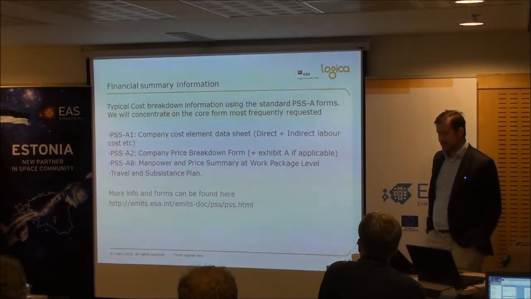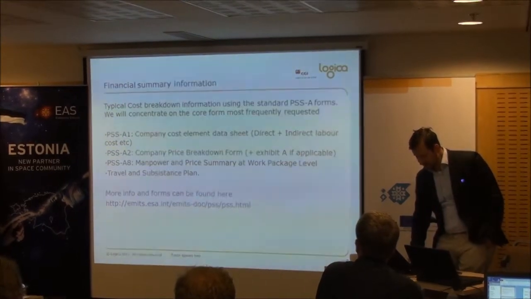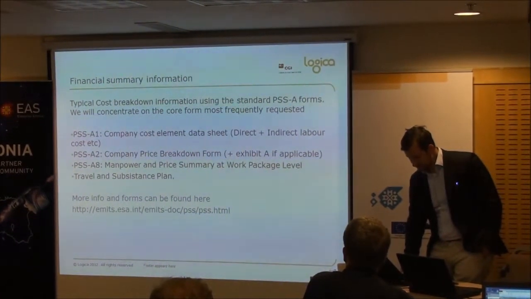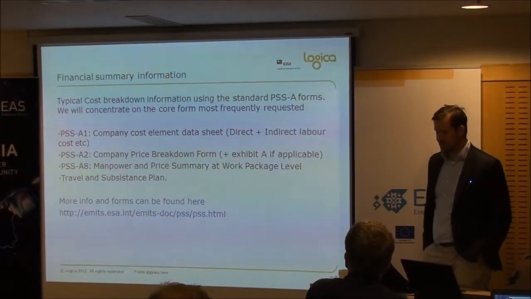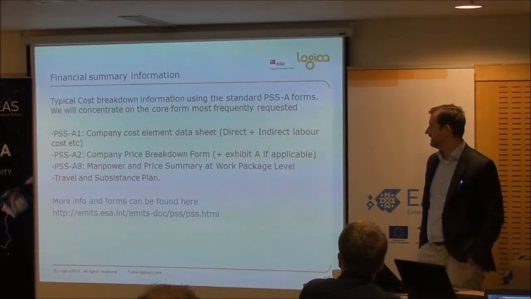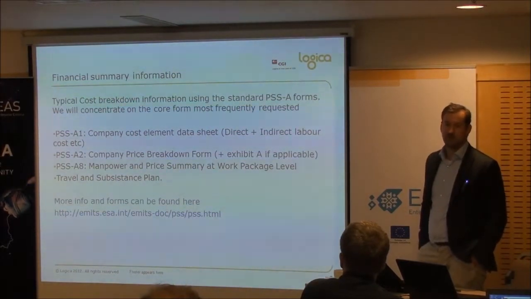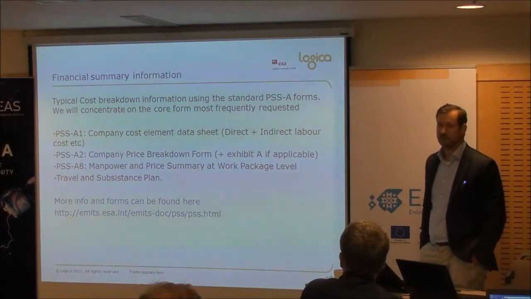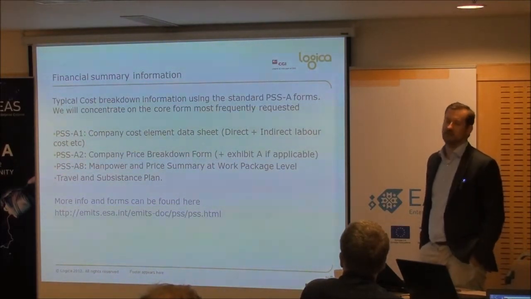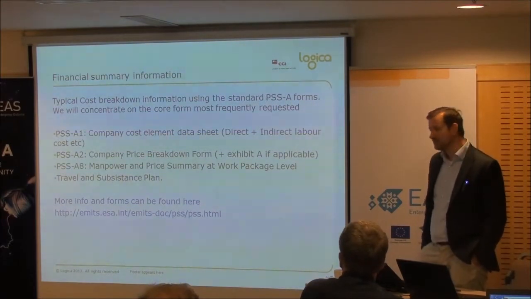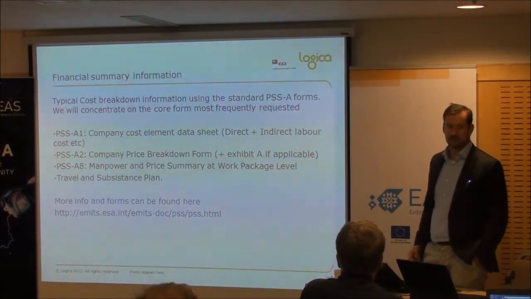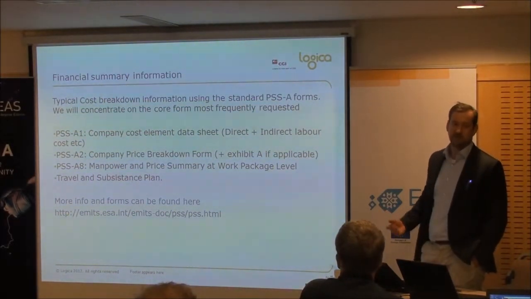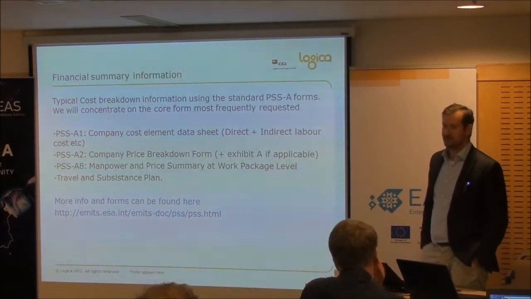So, as I said, ESA typically use PSS forms to provide that cost data. Bear with me. So we've got the PSS A1, which basically is just giving you an overview of the labour cost per category type. So let's say you've got an array of categories like senior analyst, design authority, tester, developer, with various different levels of experience. Then you've got labour costs, a direct cost associated to that, and you've got an indirect cost, i.e. overhead. So you need to describe this in this form.